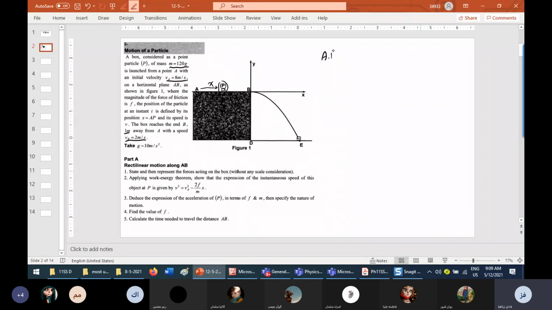This is part A, part 1. This is the plane, and the motion is rightward. I have weight and normal reaction. You have to draw them with rulers. And since the motion is rightward, the friction is leftward. He said state: W is the weight, N is the normal reaction, Fr is the friction.